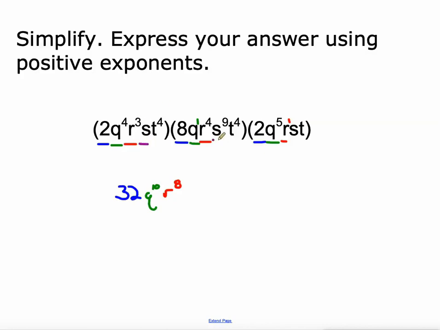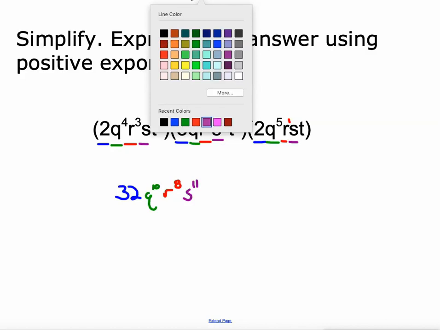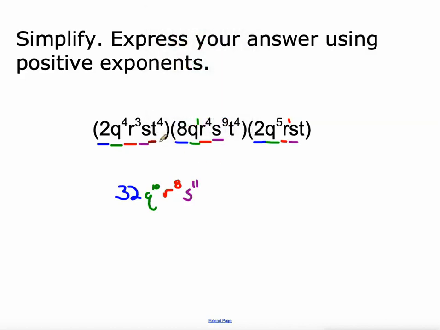S times s to the 9th is s to the 10th, times another s would be s to the 11th, and one more here, t to the 4th times t to the 4th is t to the 8th, times another t is t to the 9th. So 32 q to the 10th, r to the 8th, s to the 11th, t to the 9th. That would be the simplified version of that.